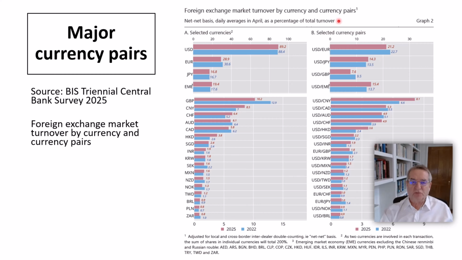And with regard to the specific pairs, dollar euro is around 22%, dollar yen around 14%, dollar sterling 7.6%, and once again referring to that basket of currencies, dollar against those currencies is at around 15% as of the 25 data.